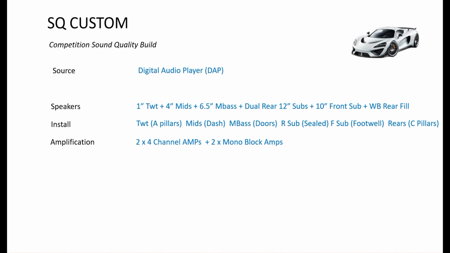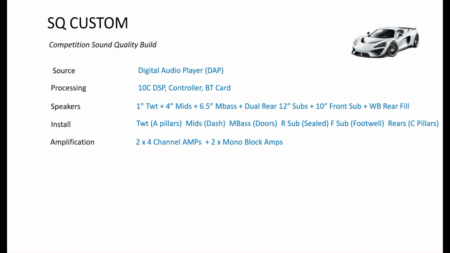Then to amplify all of this stuff, I'm going to need 2 monoblock amps or single channel amps, one to run the front sub, one to run the rear sub, and I'm going to need 2 4-channel amplifiers. One of those amplifiers will run the tweeters and the mids, the other one will run the mid bass and the rear speakers, right? So 6 amplifiers in total.